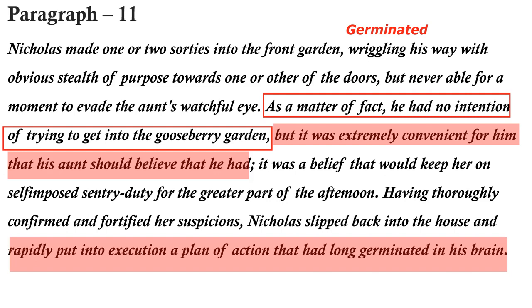Nicholas slipped back into the house and rapidly put into execution a plan of action that had long germinated in his brain. For a long period of time, this was actually germinated in his brain. He wanted to enter for a long period of time, but he did not execute the plan. But today, the aunt is the one who actually gave that enthusiasm, that motivation, to enter the gooseberry garden, right? So that is the idea.